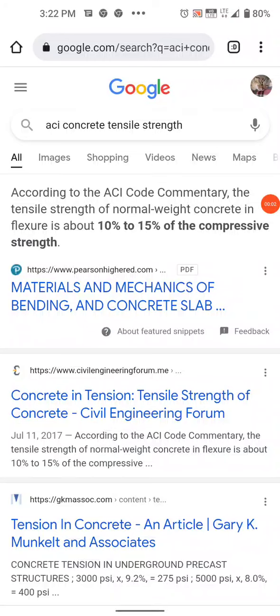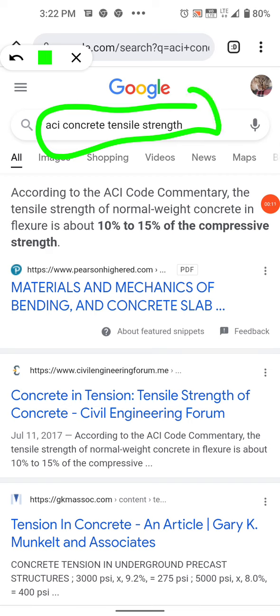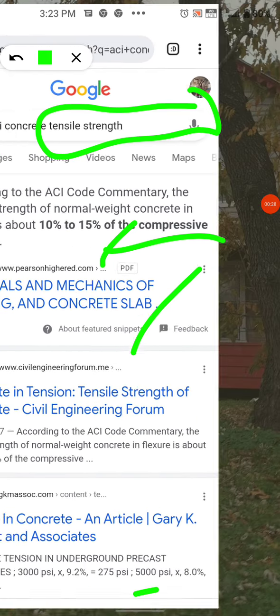Okay, ladies and gentlemen, let's look at this ACI concrete tensile strength test research, or rather, just search. And if you do that, you'll see the 10 to 15% of the compression strength. You'll see different people stating it. You'll see a civil engineer forum stating it. What else you got here? Tension in concrete. You'll see the math there.